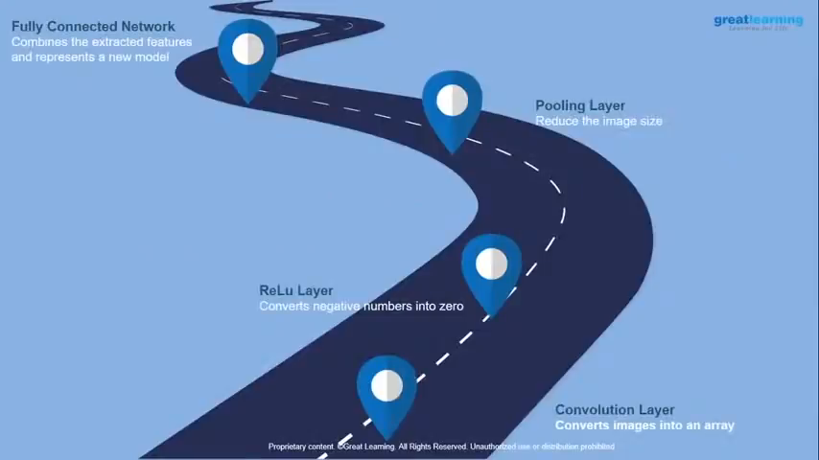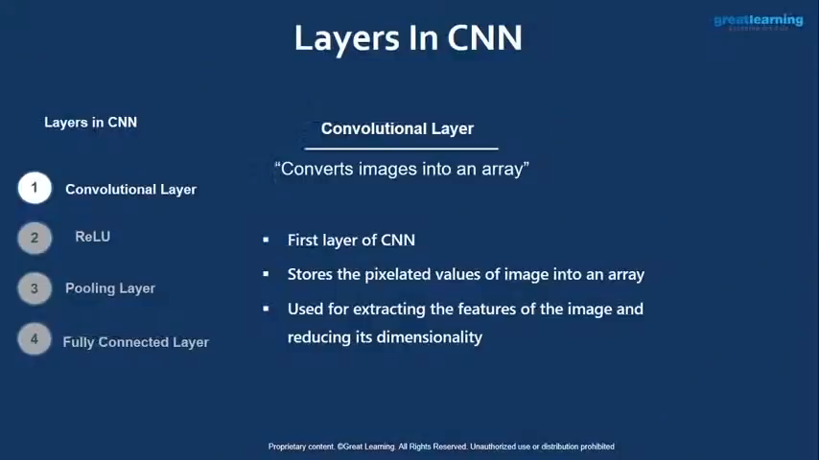Okay. So now we will have a look at what are the layers we have in convolutional neural network. So we first have convolutional layer, then we have ReLU layer, then we have pooling layer, and then we have fully connected layer. So we have 4 layers in convolutional neural network to process our images, right? So in that case, first, what does convolutional neural network do? Let's have a look at one by one.